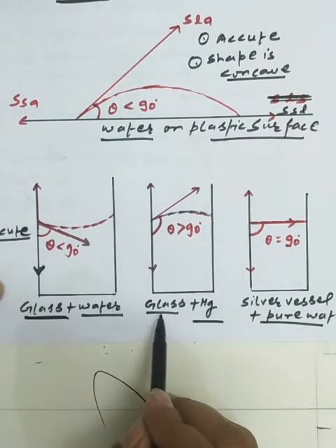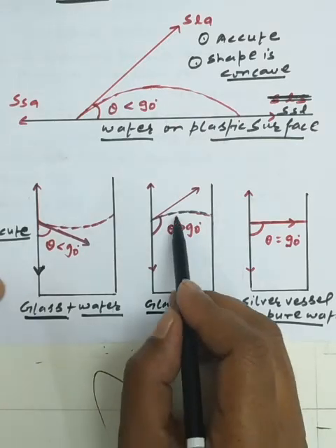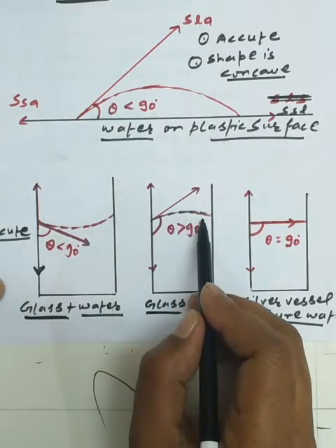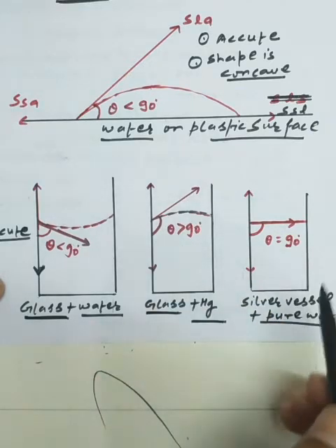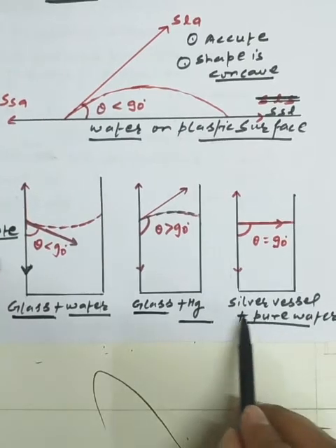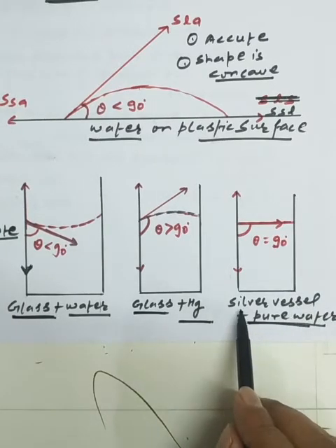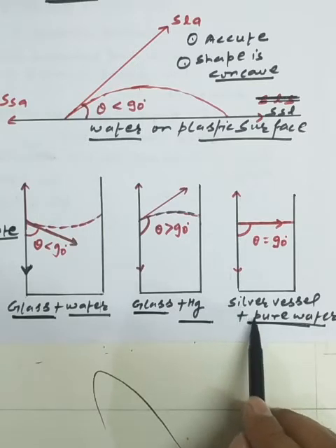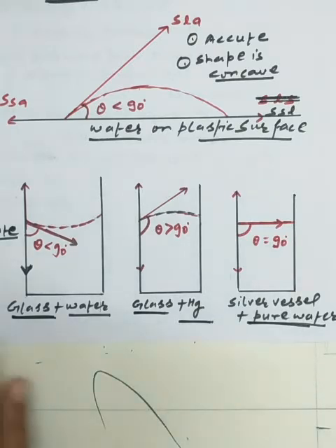So here I am making a glass with the concept of Hg, mercury. So we get the convex meniscus. The angle of contact is obtuse. Here I am making a special combination. I am taking pure water for it, where the angle of contact is 90 degrees. Okay, now in the same way the relative strength of the cohesive and the adhesive forces works here.